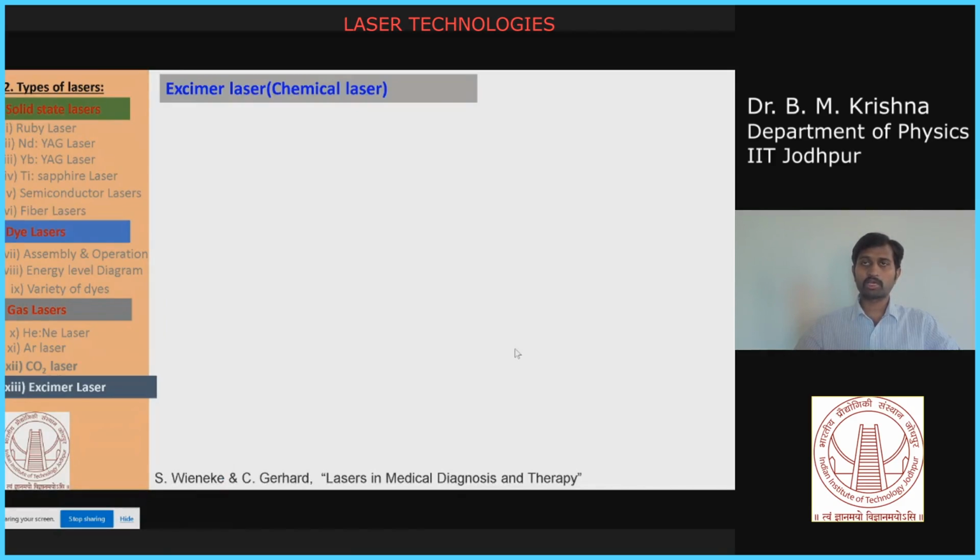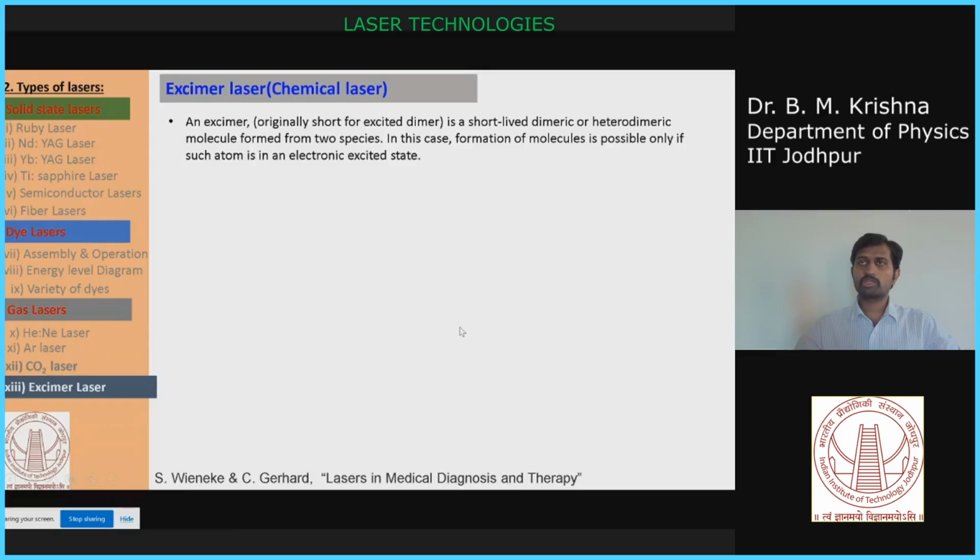The Excimer laser is one type of chemical laser. It is a part of the gas lasers. Excimer is nothing but a short-lived excited dimer. Dimer means two ions, bound ions, that you call Excimer. In general, it is a short-lived dimer. Either it is the same kind of material or different atoms. If it is the same, then it is a homodimer, generally called a dimer. And if it is different, it is called a heterodimer. So that means the Excimer is a bound excited ion pair.